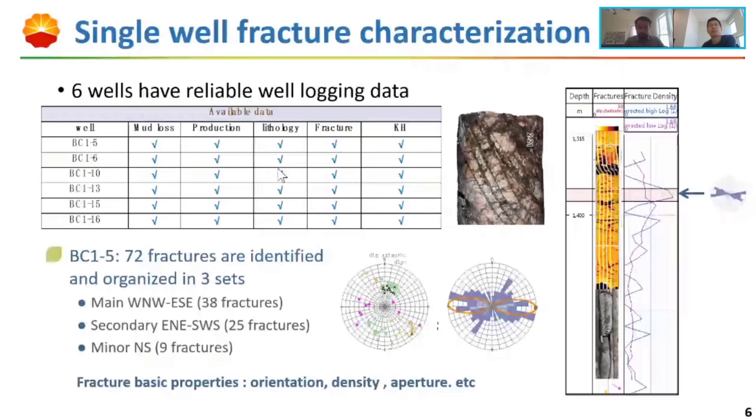So this is just an example. On the right side, we have the fracture density log next to the image log, and we can compare the continuous description of those fractures and how they compare with the log. And now this is an example of the well BC15, where we identified 72 fractures, and we correlate and group three main fracture sets that correlate with different tectonic events during the granite uplift.